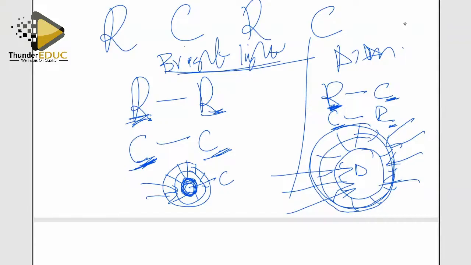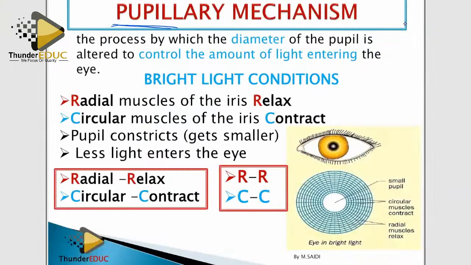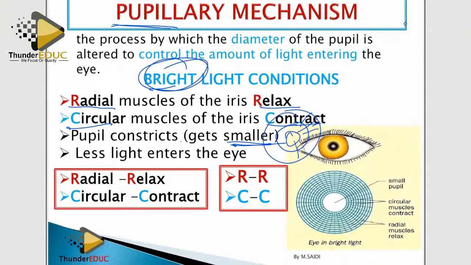If you are going to be confused, make sure that at least you memorize one. So when we go back to our booklet, we see that radial muscles relax in bright light, while circular muscles will contract in bright light. The pupil will constrict. It means that it becomes smaller, meaning that the diameter of the pupil will constrict. In science, we call it constrict.